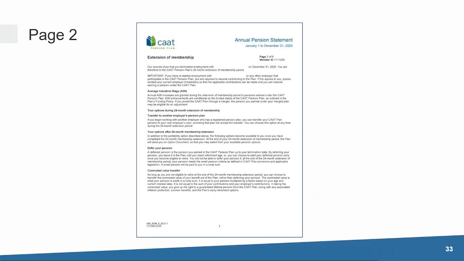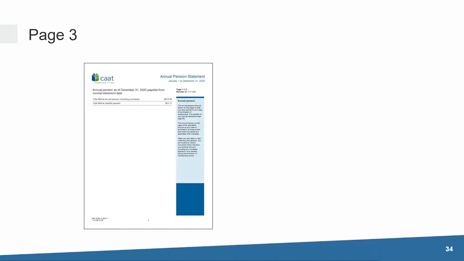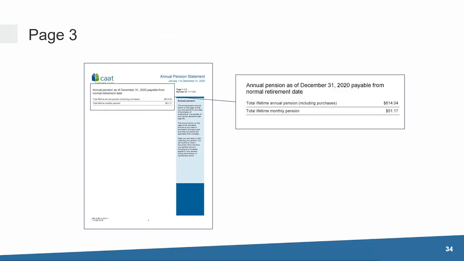Page 2 of the EOM statement will provide the member with the options they have during their EOM period. Page 3 will display the annual pension as of December 31st, 2020, including purchases and the monthly lifetime pension.